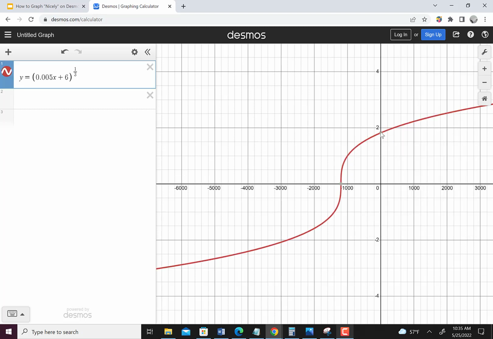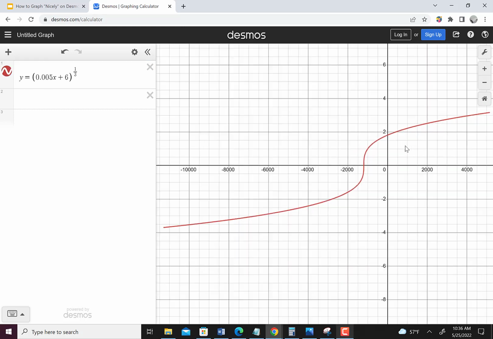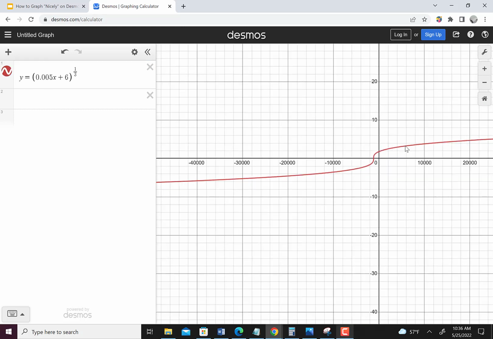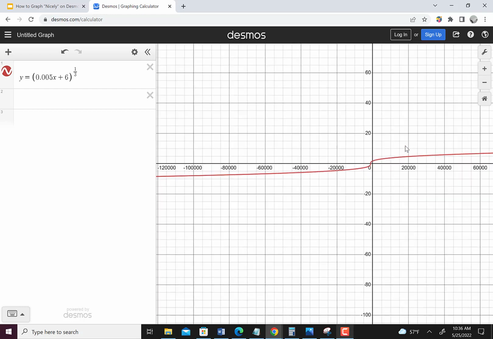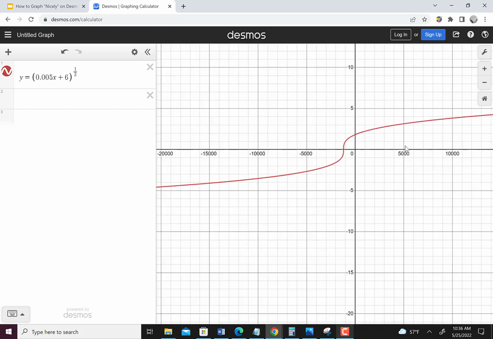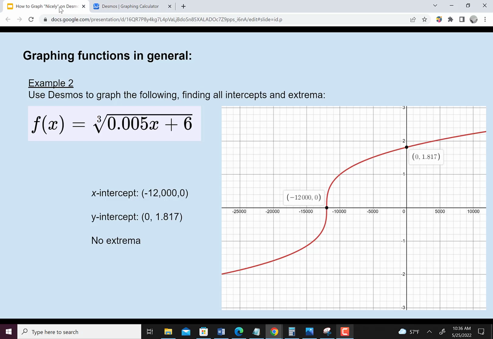Let's find the intercepts by clicking. And my x-intercept is -12,000, 0. The y-intercept is 0, 1.817. And you can see there's no high point or low point. There's no extrema. If I keep zooming in and out, it's going to have the same shape. It's not going to ever turn around. So here's what we found out. My x-intercept is -12,000, 0. My y-intercept is 0, 1.817. And there's no extrema.